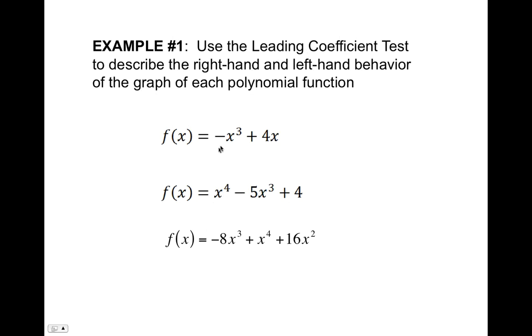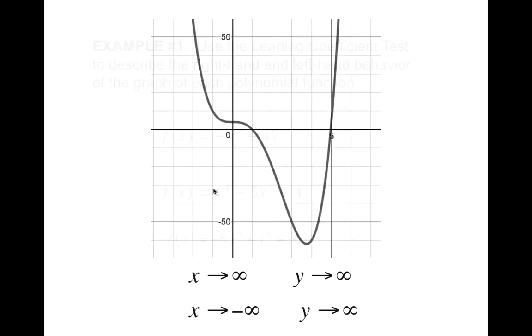Take a look at the next one. Your leading coefficient is x to the power of 4, which is even and positive. And so it will behave like the x squared function does, rising on both sides. And so we describe it using this manner.